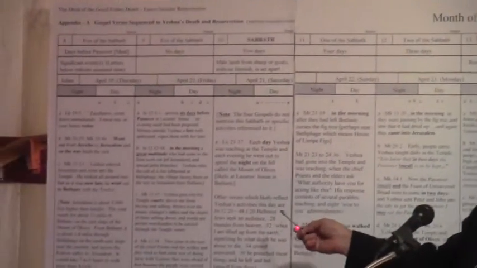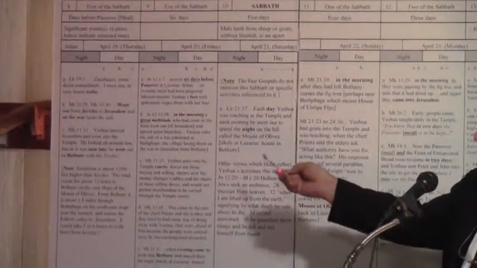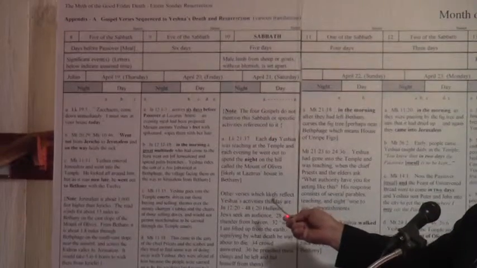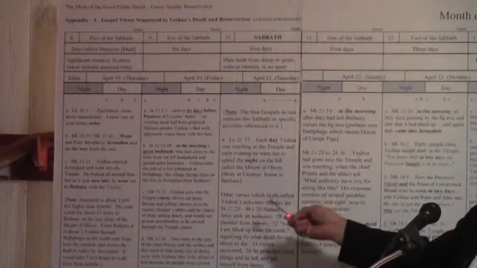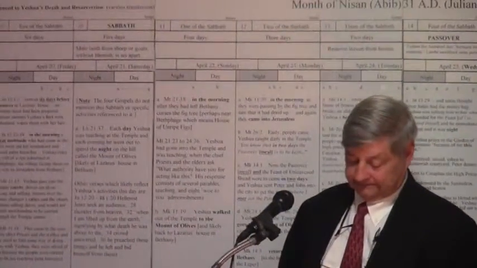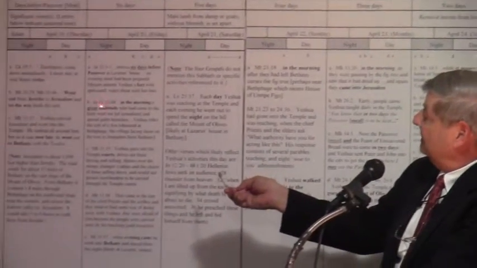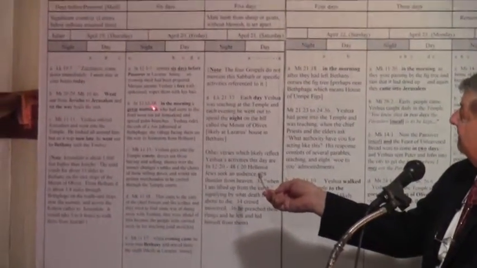We have a time marker at John 12, verses 1 to 3. He arrived 6 days before Passover at Lazarus' house. 6 days before Passover. 1, 2, 3, 4, 5. Passover, 6. John 12, verses 12 to 18.